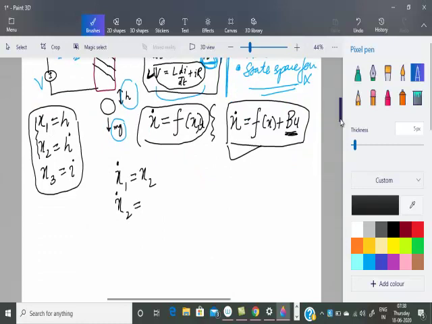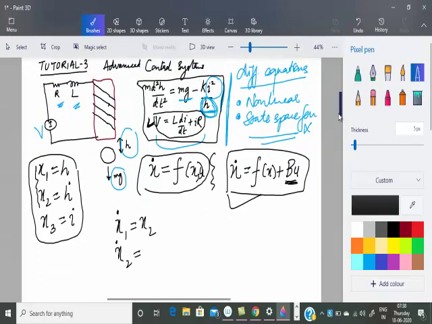So you can divide this equation that you have here with m, and on the left hand side you get the double differential of h, which is the single differential of x2. So you can write x2 dot is equal to g minus k. Now I, the current, is x3, so x3 squared divided by m, h is x1. So this is the second state equation.